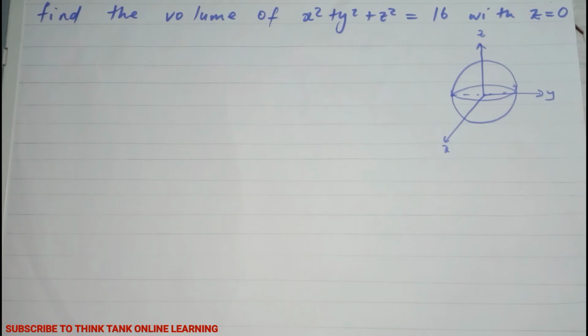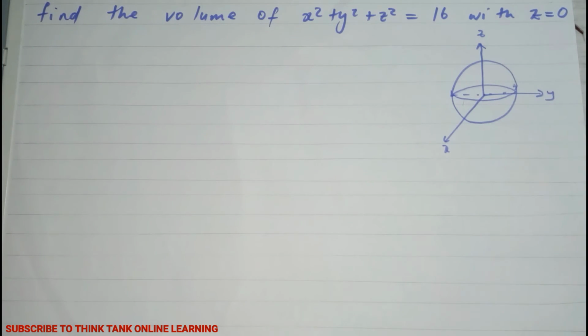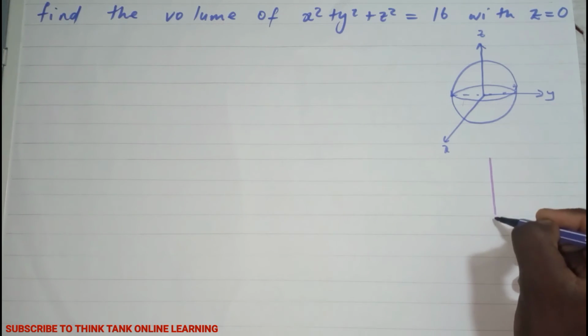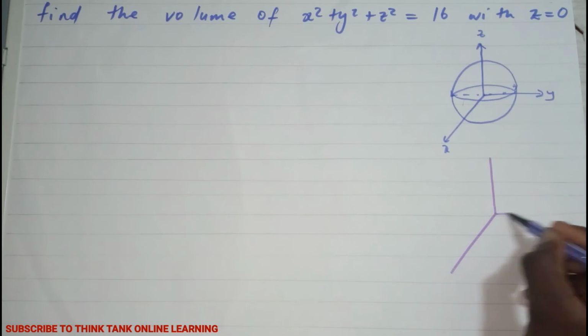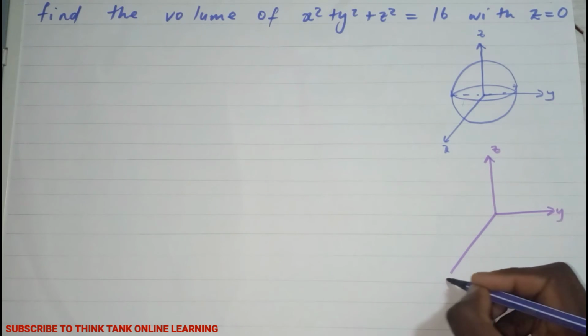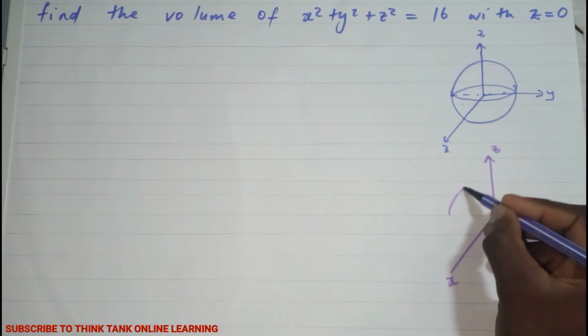But what are we given? We're given a condition here: z equals 0. So that means we don't need the lower portion. So I'm going to have a sphere that looks like this: z, y, x. Now my sphere will look like this.